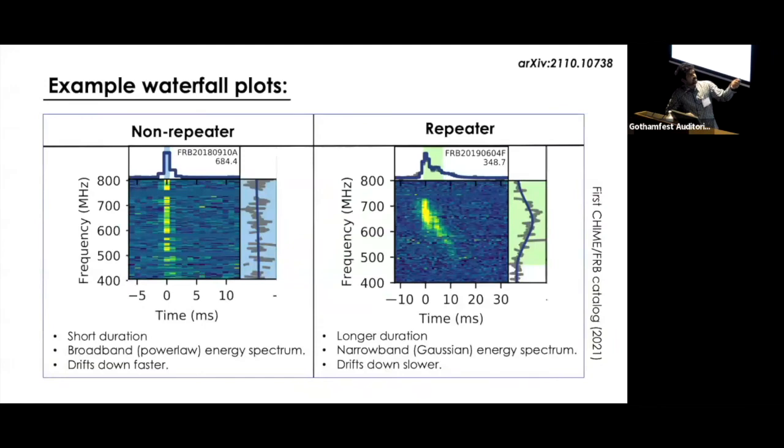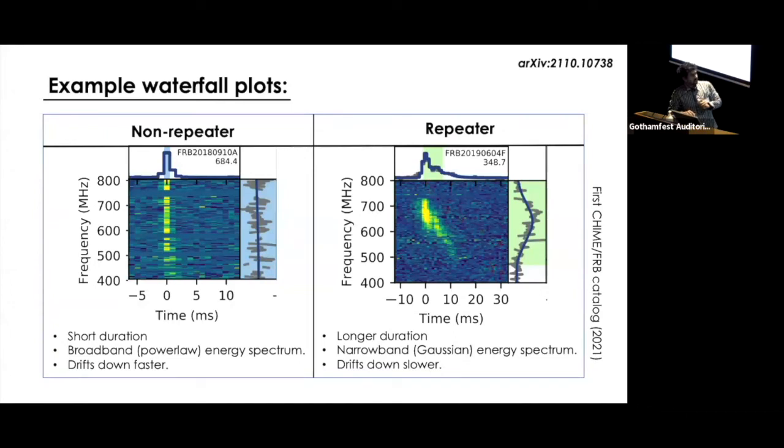So here's an example of those bursts. To the left, I show a non-repeater. You can see that these non-repeaters are very short duration, and the right panel here shows their spectrum. It's a power-law-ish kind of spectrum. And to the right, you see a repeater. You can clearly see a very distinct difference in their burst profiles. It's wider, and their spectrum is kind of Gaussian. And they also drift from higher frequency to lower frequency.